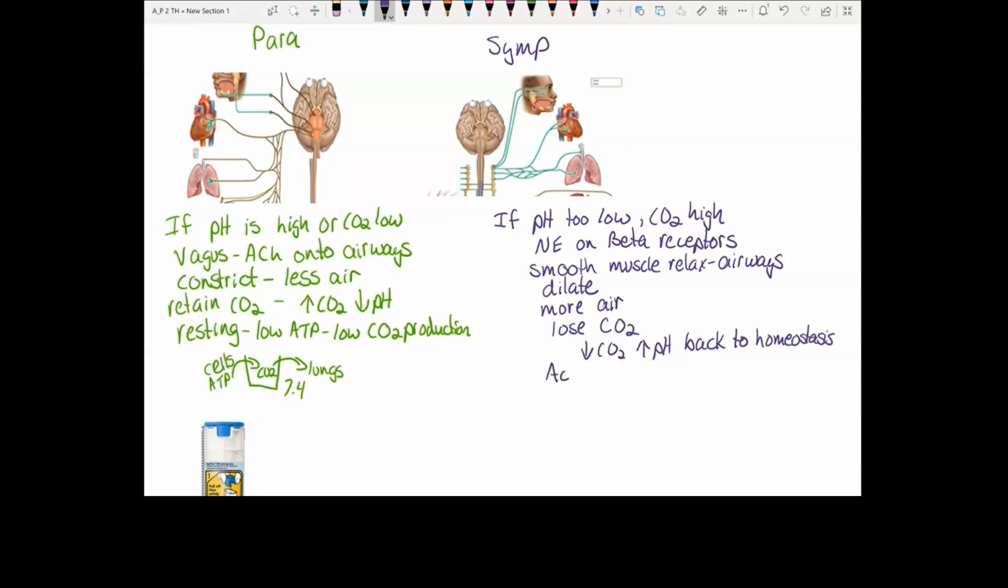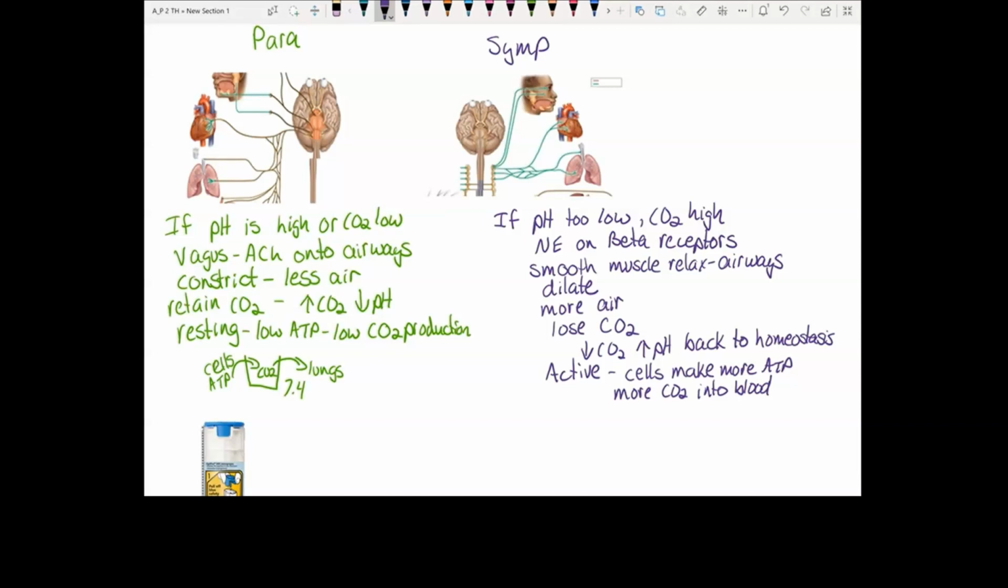And this is what you do when you are active. Because remember that bucket again, when you're active, your cells make more ATP, which means you have more carbon dioxide going into the blood. So you need to dilate those airways so you can get more carbon dioxide out so that you can maintain homeostasis.